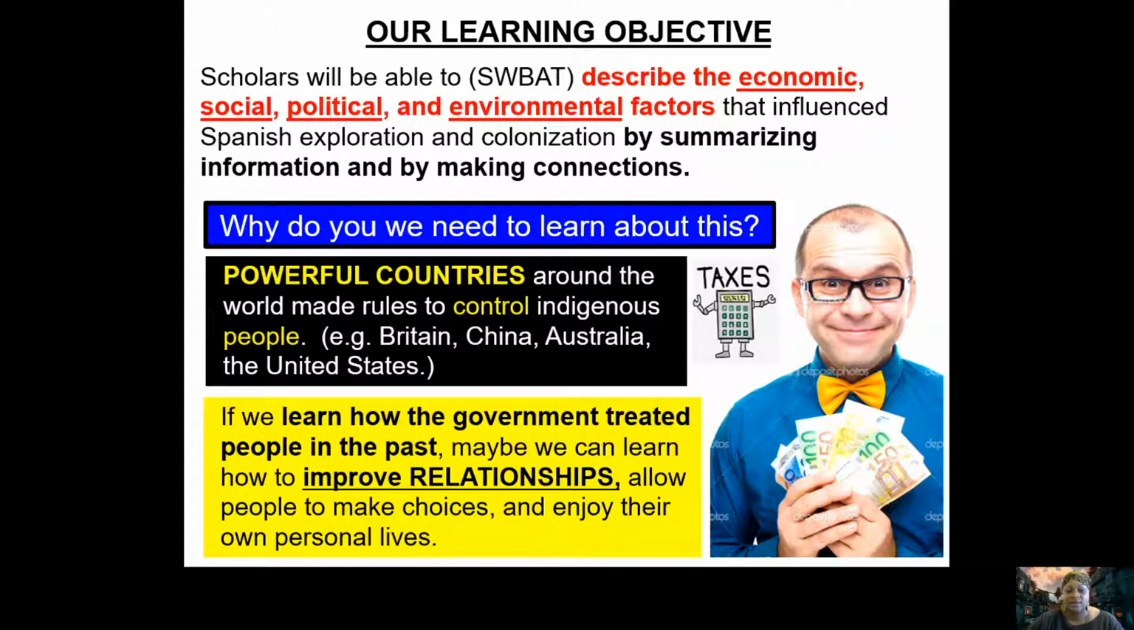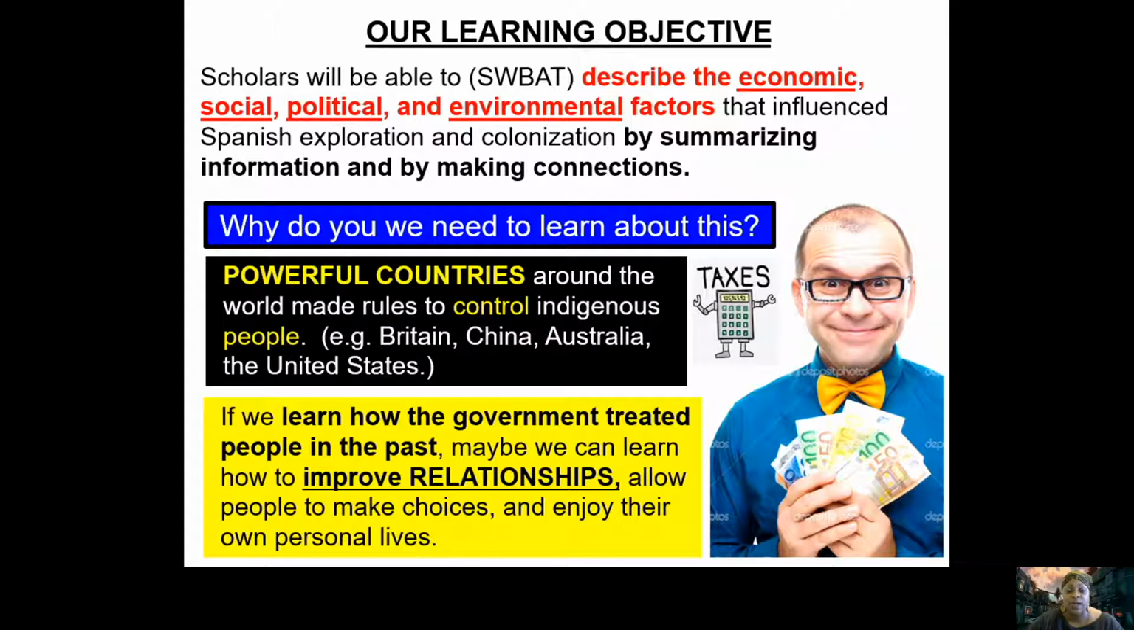Now you say, why, Mrs. Briggs? Why are we learning about this today? Well, we're learning about this because powerful countries all around the world make rules about other people's lives. So we have to think about how Britain, China, Australia, even America have had people under their control and people who had to follow rules and regulation. And sometimes those people are not always treated properly. Actually, a lot of times, those people are not treated properly.